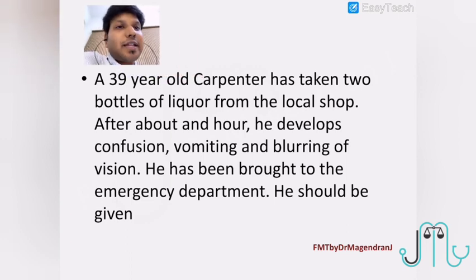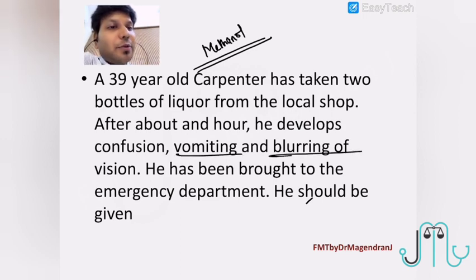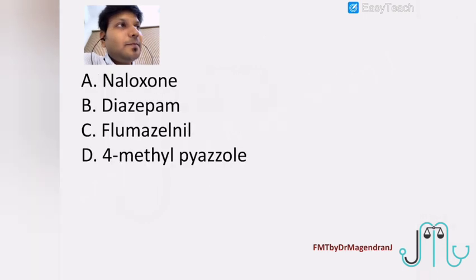A 39-year-old carpenter has taken 2 bottles of liquor from a local shop. After about an hour, he develops mental confusion, vomiting, blurring of vision. He has been brought to the emergency department. What should he be given? The common illicit liquor which a person consumes is methanol. So this is a case of methanol poisoning. We can see the vomiting, the blurring of vision as well. The person will also present with abdominal cramps.